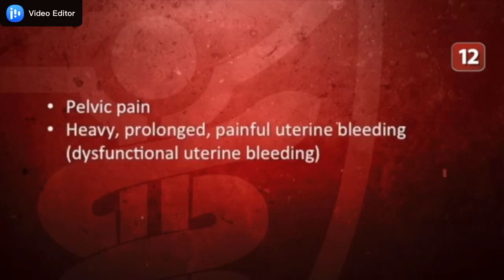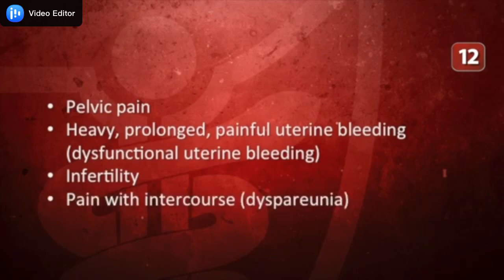Now, fibroids are one of the many causes of pelvic pain, which is a common reason for women to present to the doctor. So fibroids can cause pelvic pain. They can cause heavy, prolonged, painful uterine bleeding, which is sometimes called dysfunctional uterine bleeding. They can cause some infertility sometimes. And then also they can cause some pain with intercourse, which is called dyspareunia. You might be able to palpate a large fibroid on a pelvic exam. And then once the fibroids are suspected clinically, the diagnosis can be confirmed with an ultrasound.